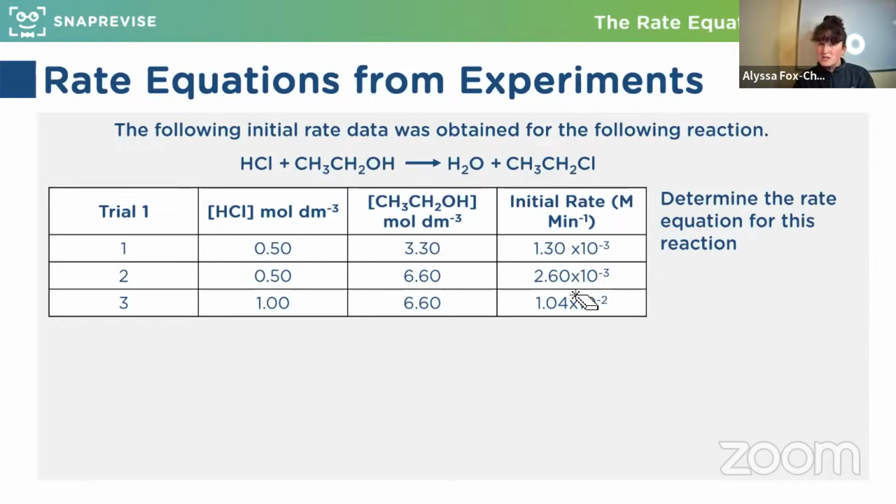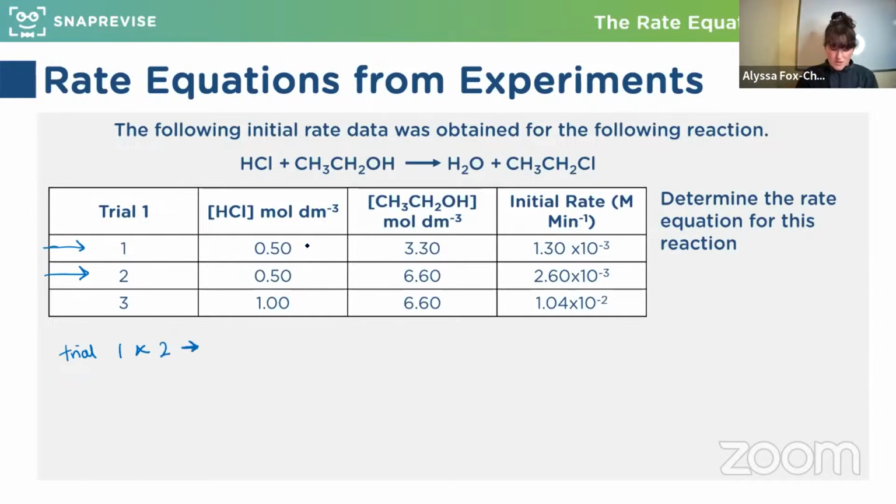So how do we approach these questions? We approach these questions by comparing trials, comparing experiments. I'm going to start by comparing experiments 1 and 2. For the most part, in an exam question, they will lead you through it. So start with 1 and 2, then do 2 and 3, then do 3 and 4, or however many you need to do. Here we've only got 3 trials, so that's fine. Let's start by comparing trial 1 and 2.